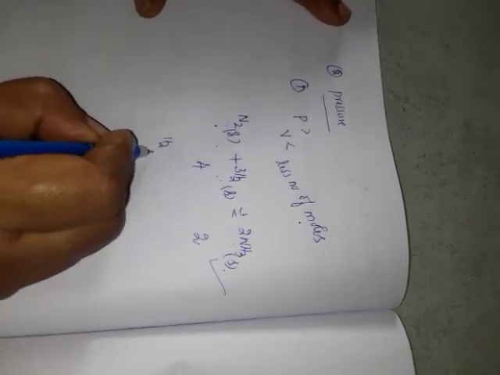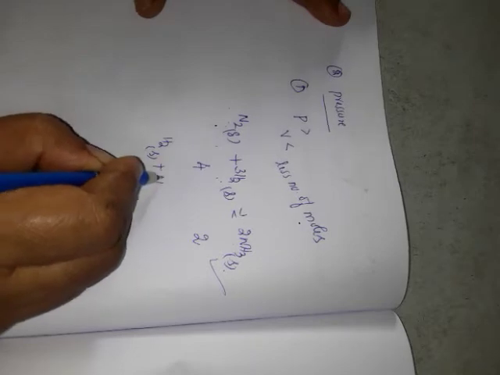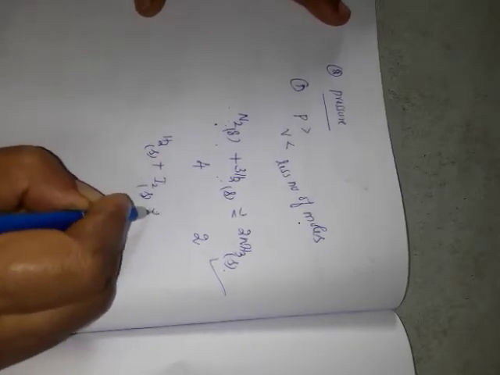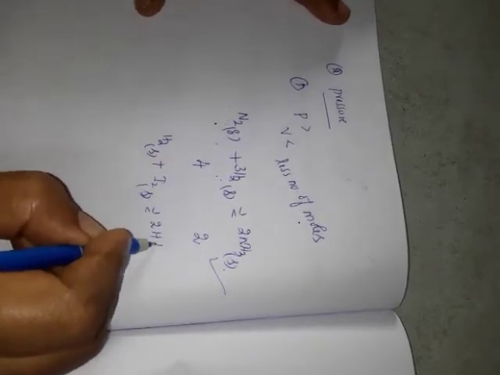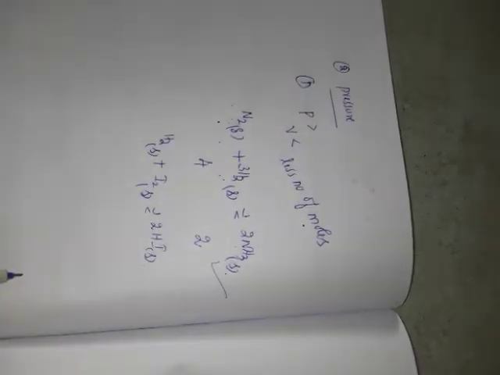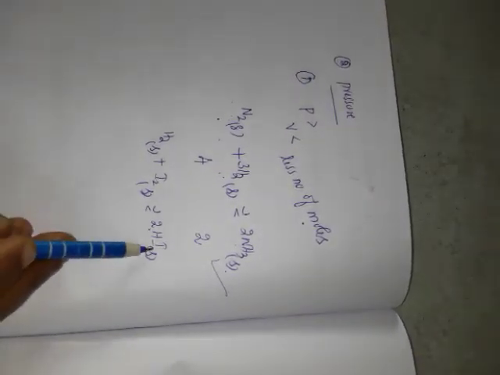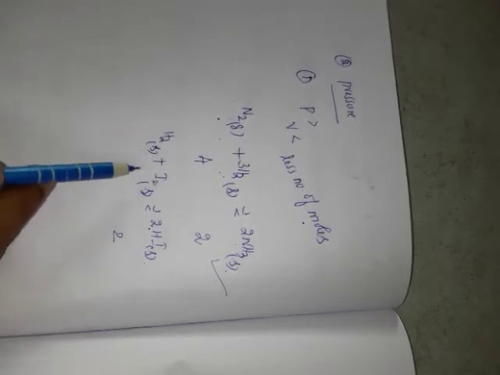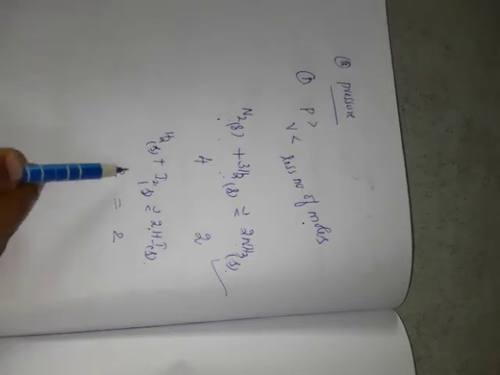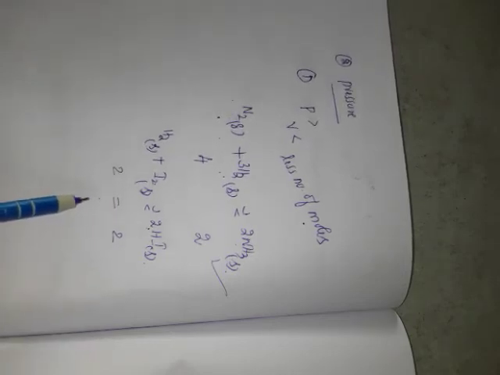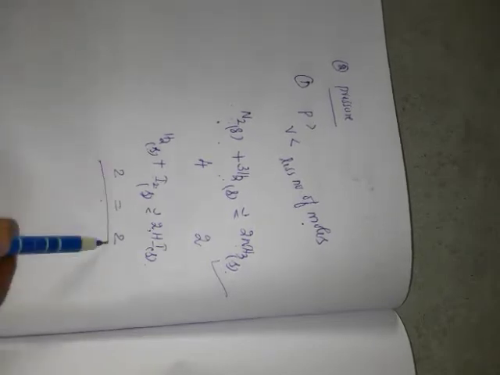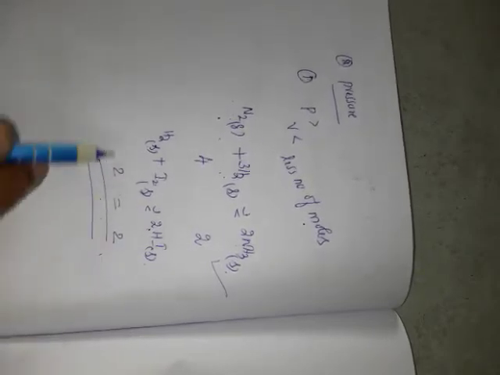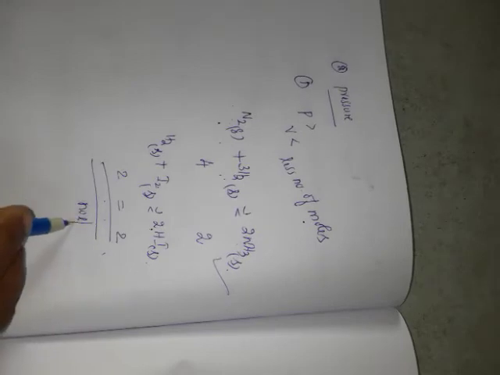I'll give one more example. H2 gas plus I2 gas giving 2HI gas. Consider this is the reaction. Here the product side has 2 moles, and the reactants are 1 plus 1, 2 moles. Both sides are equal. So where will the equilibrium shift? Both sides are equal, and in this condition there is no effect of pressure.